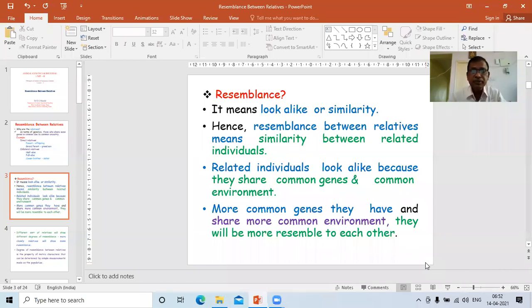So the resemblance between relatives depends upon the common genes, and they also share the common environment, because the offspring who are produced are brought up in the same environment, sharing the same food. Naturally, they are sharing the same common environment. That's why their relationship or resemblance will be much higher in comparison to the distant relatives.